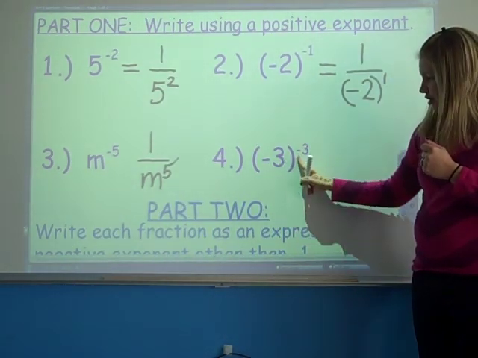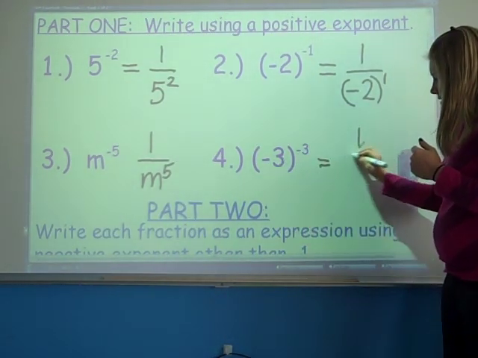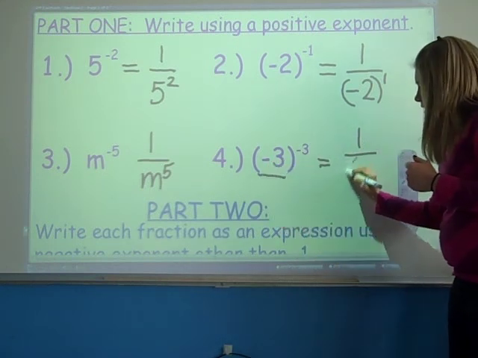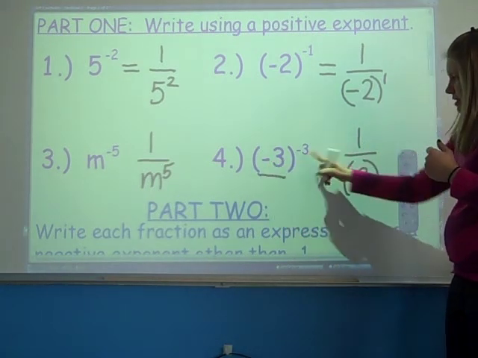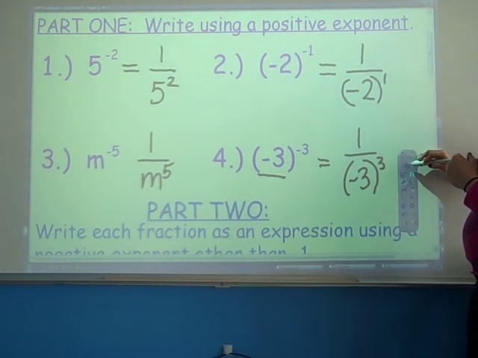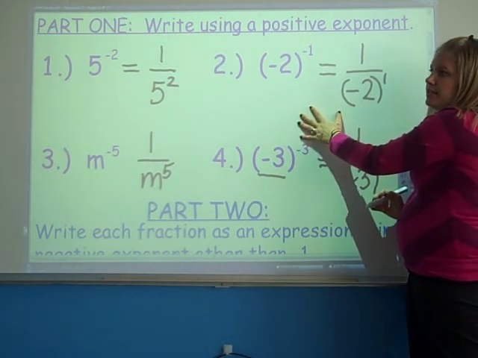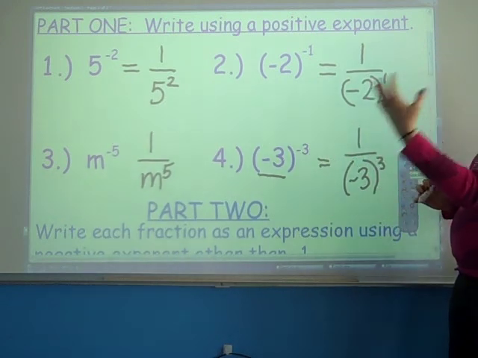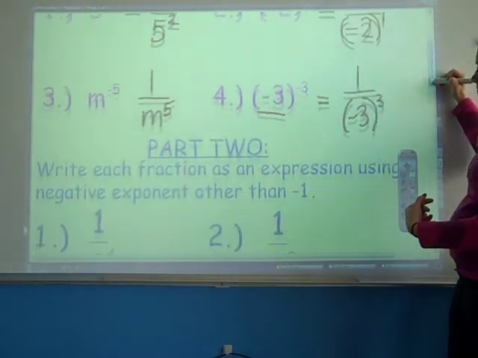Okay, negative third exponent, keep your base the same, keep this the same, negative 3, raise it to the third power, positive this time. Okay, so that's the first part. We'll be doing a bunch more of these in class so you can practice making negative exponents positive.